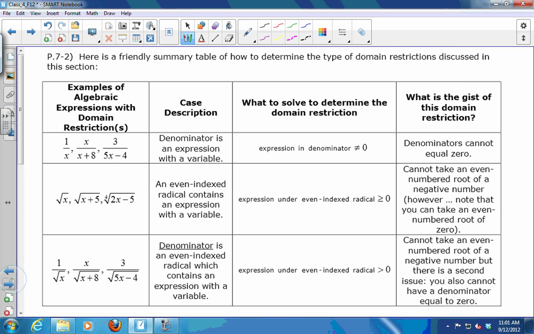Okay, so here's a little summary of the different kinds of domain restrictions there are. After we go through the lesson, this will be a nice handy reference, but right now it might look a little overwhelming. But all you really have to remember is you can't put a 0 in a denominator, and you can't put a negative under an even root.